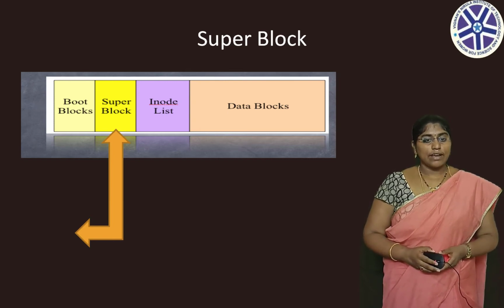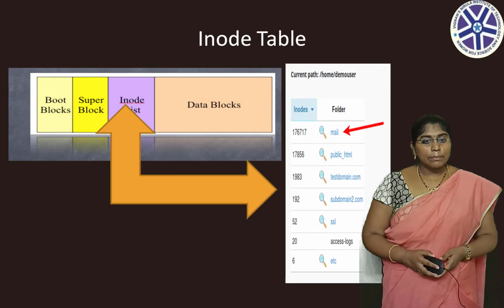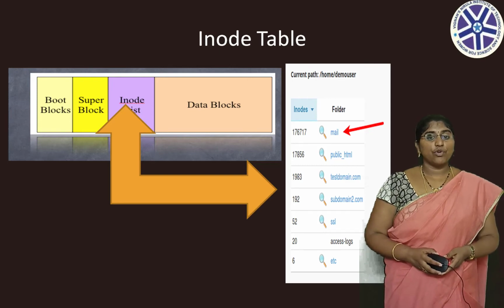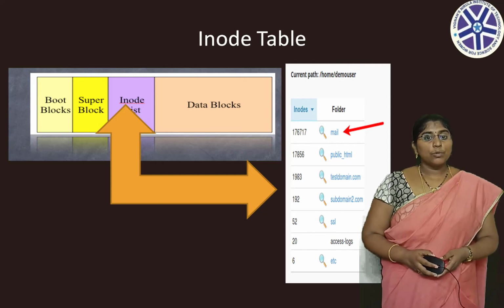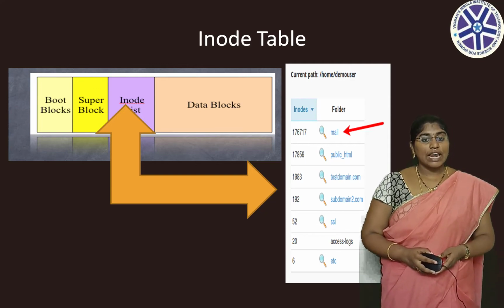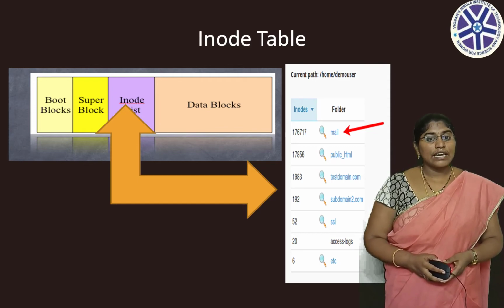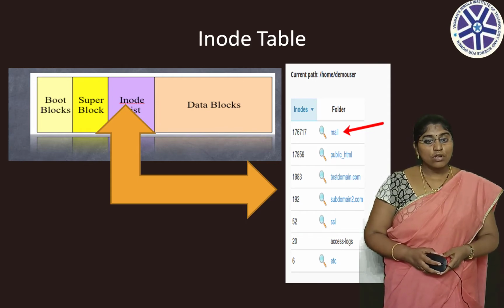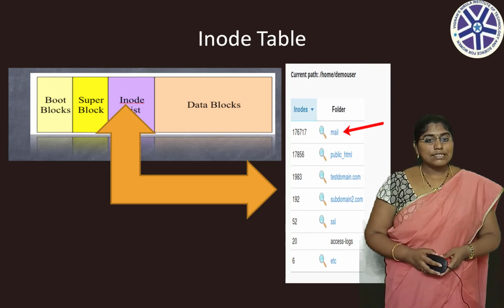And the next one is the inode table. The information related to a file is stored in the inode table. For each file, there is an inode entry in the table. Each entry is made up of 64 bytes and contains details of that file. These details are the owner of the file, the group to which the owner belongs, the type of file, file access permissions, date and time of last access, date and time of last modification, number of links to the file, size of the file, and addresses of blocks where the file is physically present. This is called the inode table.